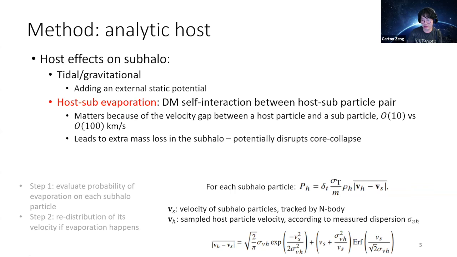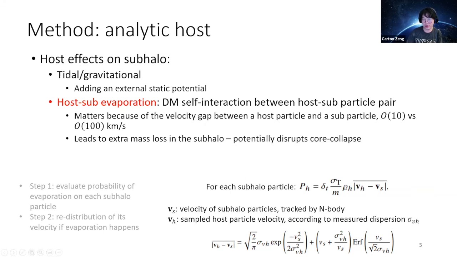And next, because it is SIDM instead of CDM, we also have the self-interaction between a pair of particles, one coming from the subhalo and another coming from the host halo. This matters because there's a velocity gap between the host particle and the subhalo particle relative to the subhalo center. After this two-body scattering, there will be a great velocity gain on the subhalo particle that will possibly, and even very likely, lead to the unbinding of the subhalo particle from the subhalo. And this could even potentially disrupt the core-cusp.